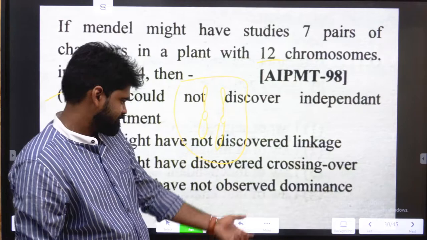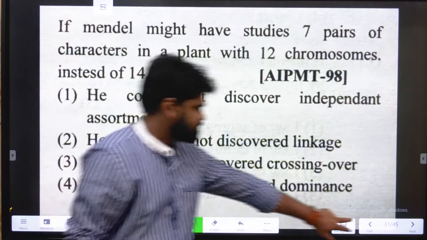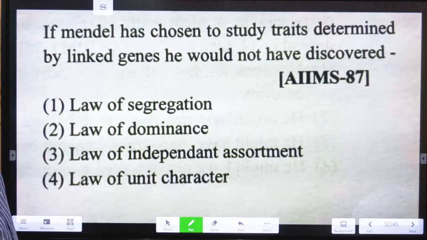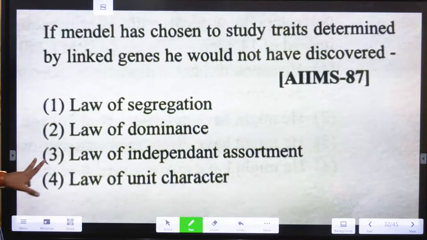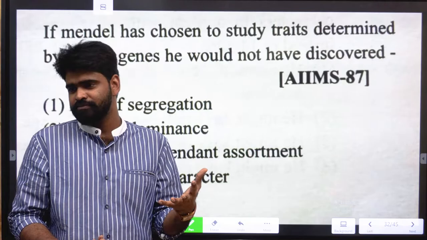If Mendel had chosen to study traits determined by linked genes, he would not have discovered independent assortment. Segregation means they will segregate. That will depend on the ploidy. Right?